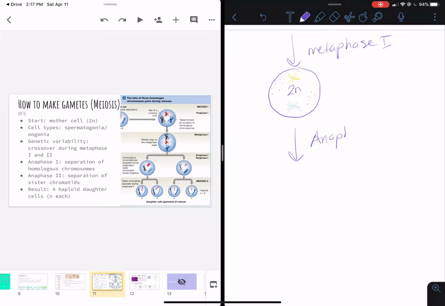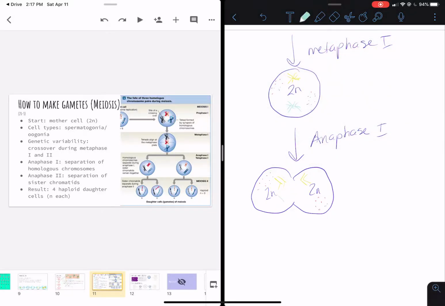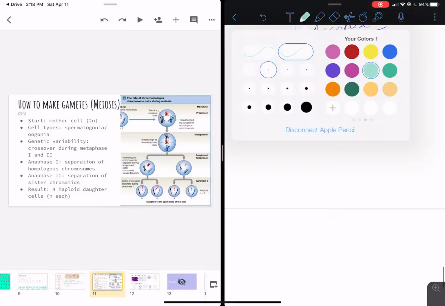So anaphase 1, and we go like this and like this, and these are still going to be 2N on both sides. And now we have the 10 dots here, and 10 dots here. And then I'm going to put the 2 yellow on this side, the 2 yellow on this side, and the 2 green on this side, and the 2 green on this side. Cool. All right. Then we do telophase and cytokinesis.